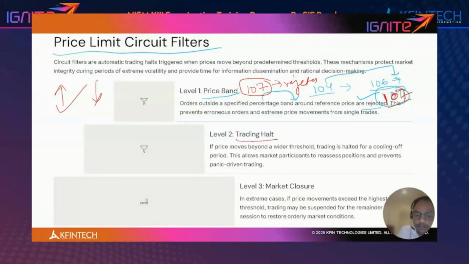Trading halt. If the price moves beyond a wider threshold, trading is halted for a cooling off period. This allows market participants to reassess positions and prevents panic driven trading. Now what will happen? Let's say you remember that in the 2008 crisis, there was a free fall in the stock market. Say a company ABC, the stock is falling down and has gone down by 40%.